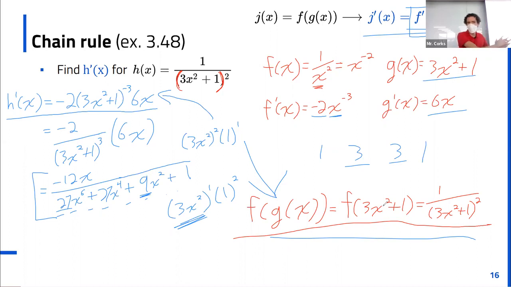All right, so a little bit of fun there. There are more. This is from our Calculus Volume 1 textbook, Chapter 3. And there are more examples and practice questions if you want to do this.